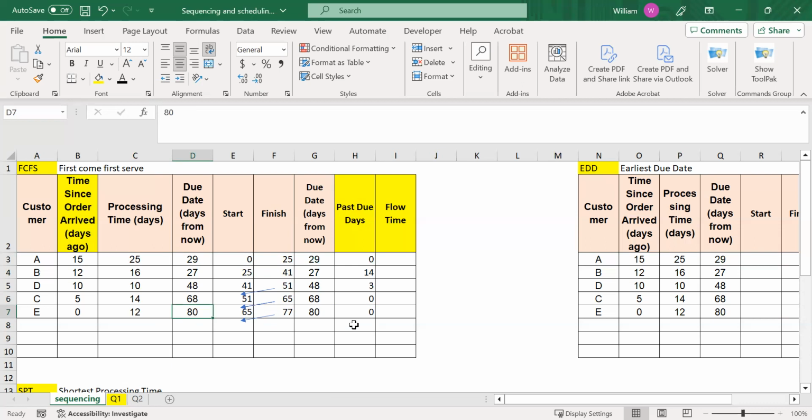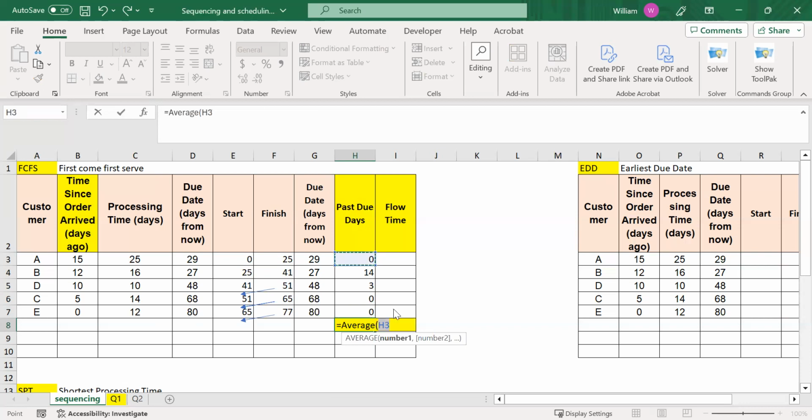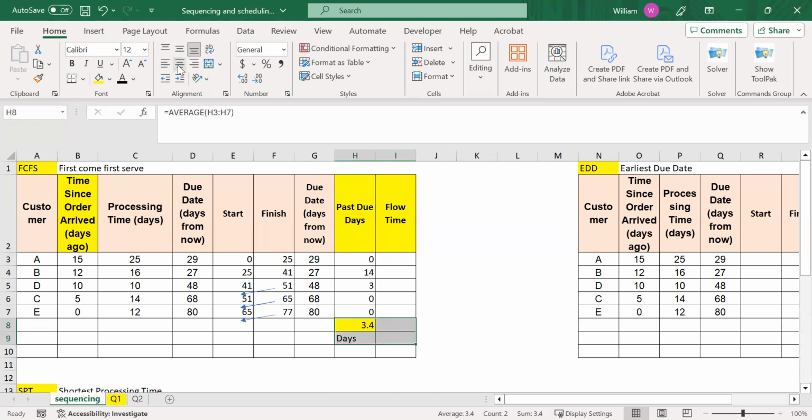Okay. So down here, I'm going to calculate my average past due days, equal average, and the average past due date for this specific business is going to be equal to 3.4 days. Okay. So that's one thing.